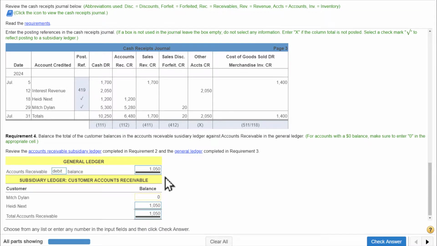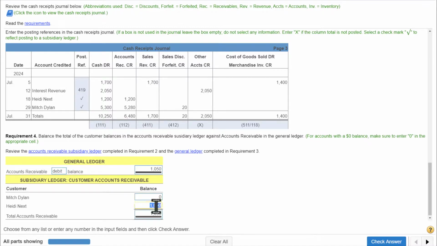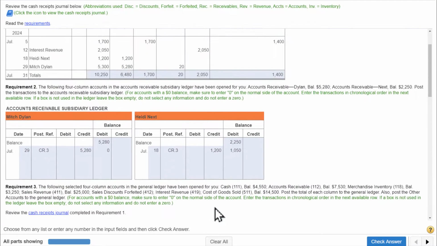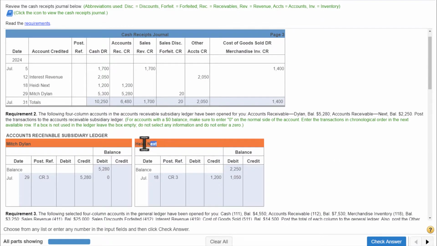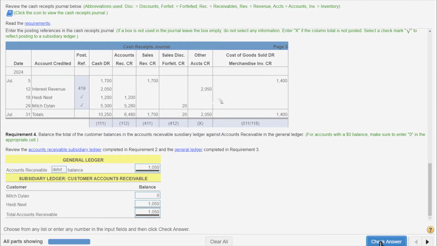We've proved that we've got 1050 in AR and 0 of it goes to customer Mitch Dillon and all of it goes to Heidi. You add those up and it also has to be 1050. So if Heidi ever called you and said, I'd like to pay you off, how much do I owe you? You would go to the subledger and you'd find Heidi and say, oh, you owe us 1050. And that's it.